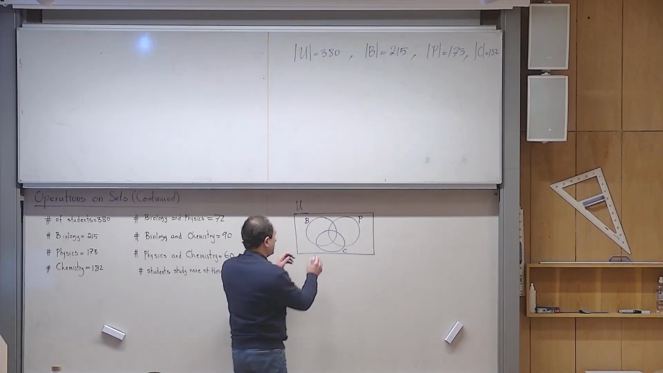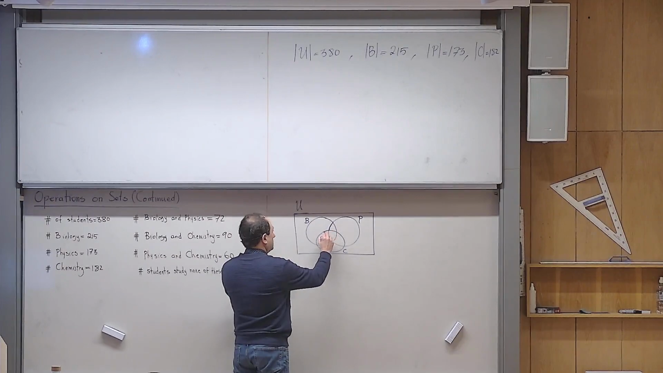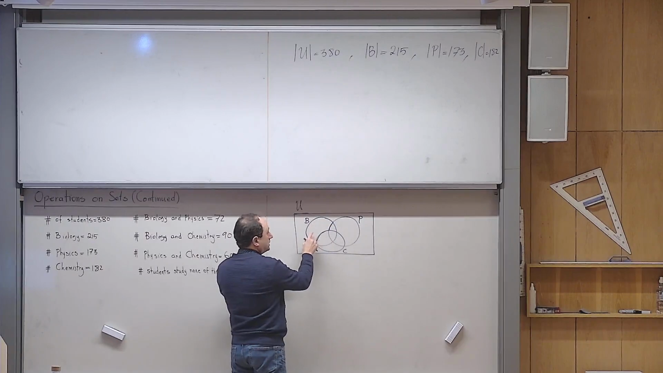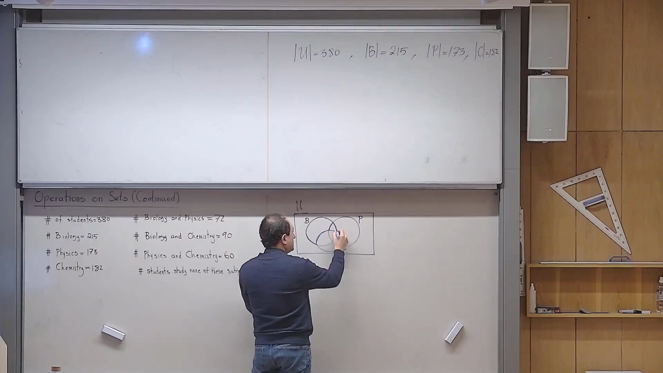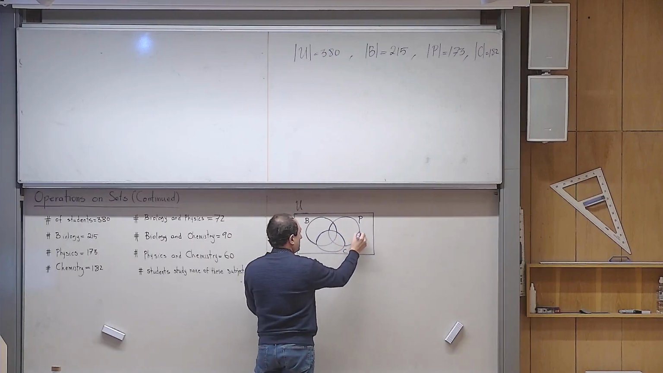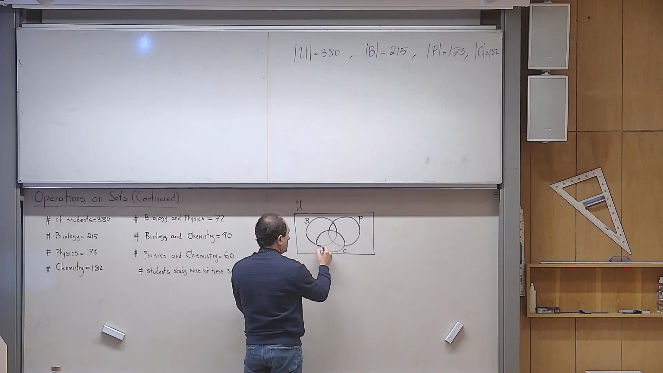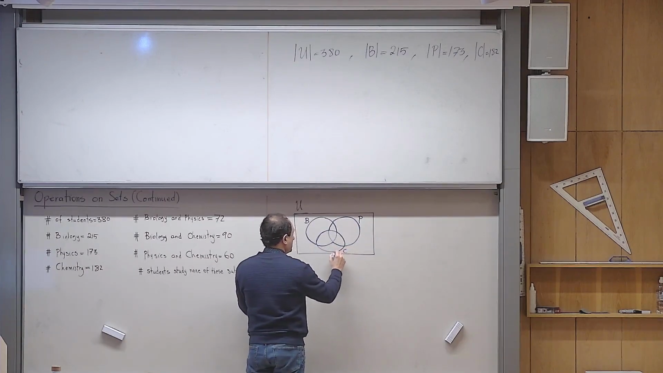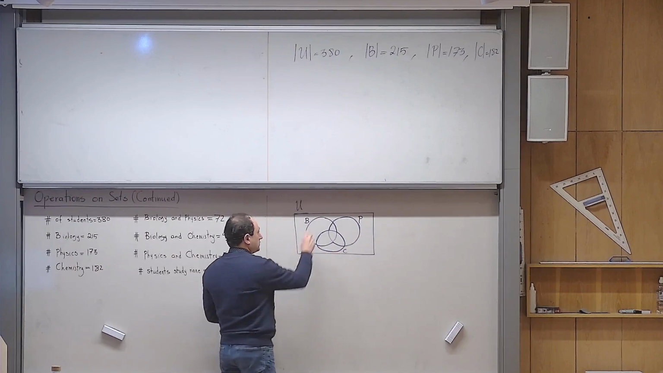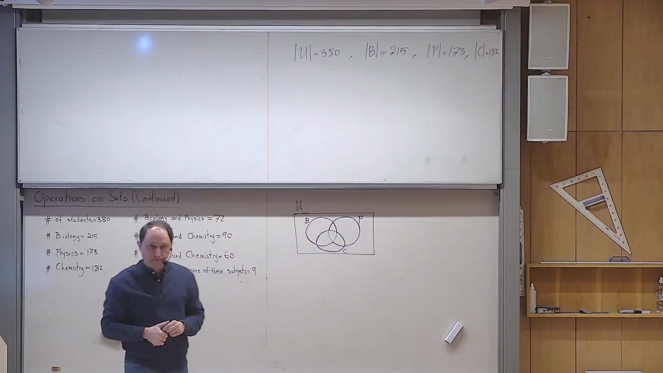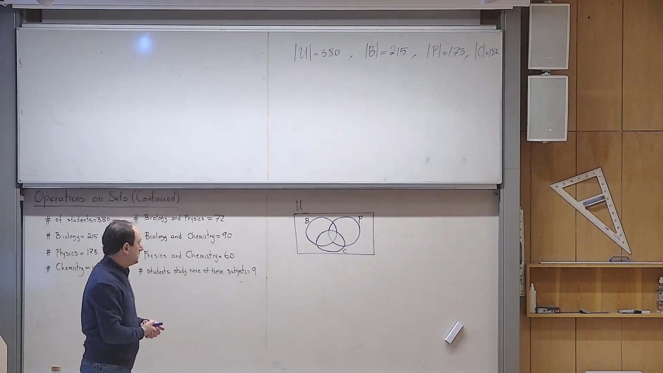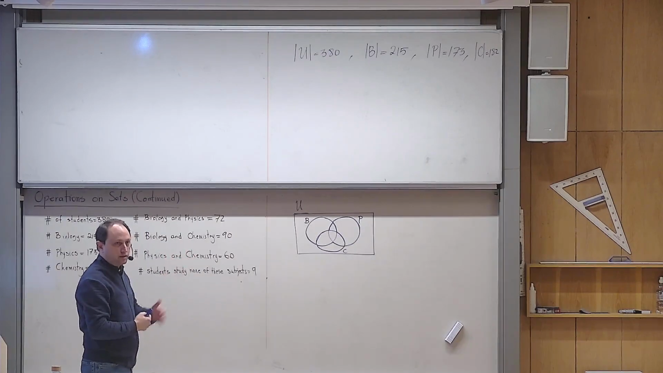Yes. So it means that this, let me just show it here. The number of students here are the students who are studying only biology. And the students here are the students who are studying only physics, and the students here are the students who are studying only chemistry. So the sum of these three parts is wanted in this problem. Is that clear? Okay.